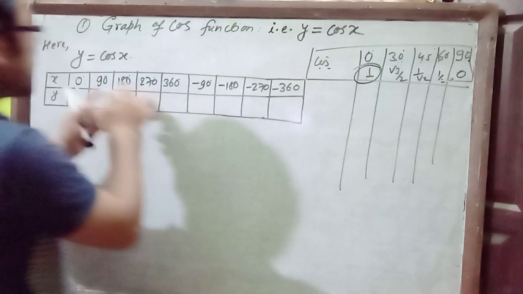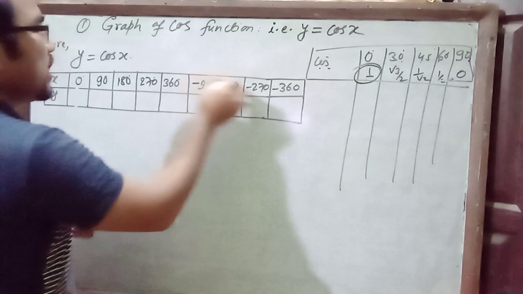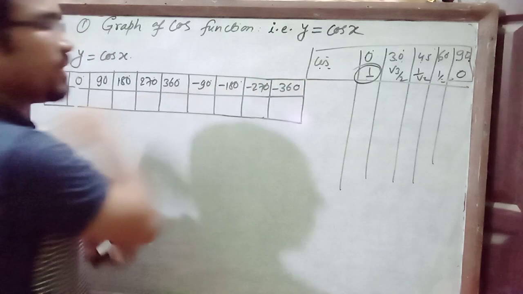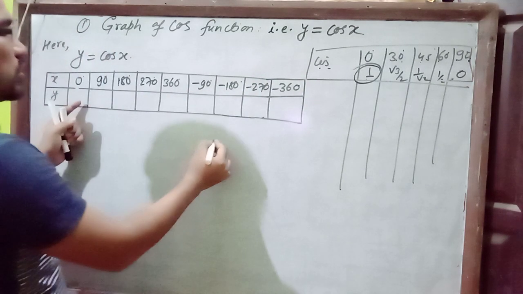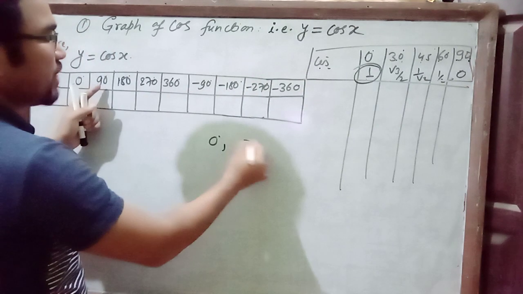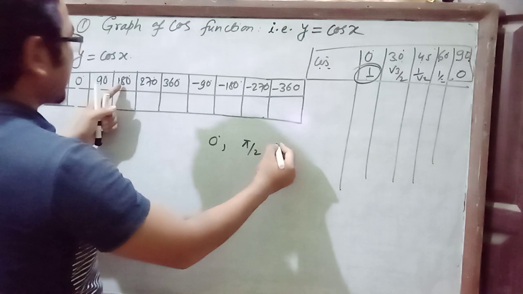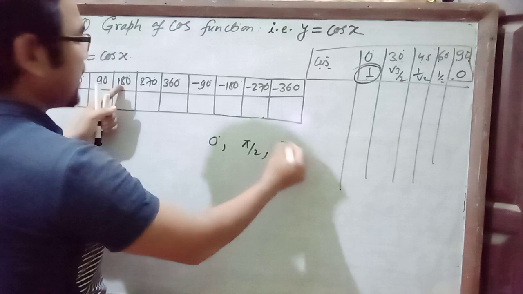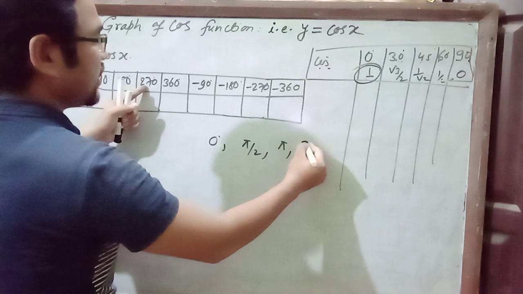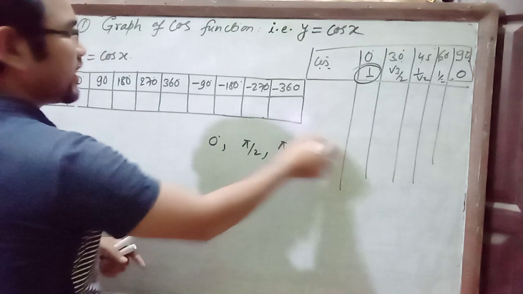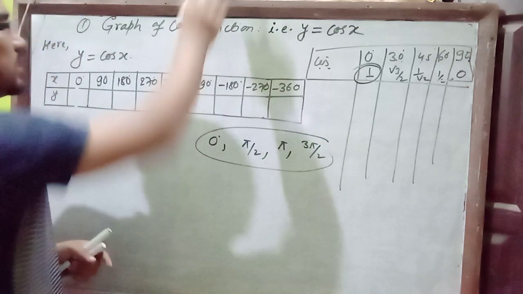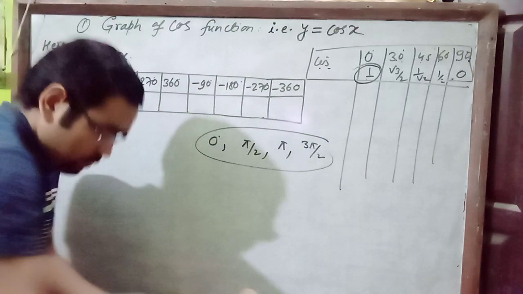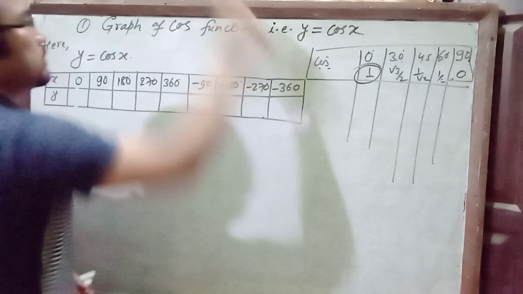In some cases, all these values in degree can be changed into radian. Let's see, we can change it into radian. For example, 0 is 0 only. 90 can be written pi by 2. 180 can be written pi. 270 can be written 3 pi by 2. Like this we can do, and we can change into various radian values. So here I have written degree, no problem. You just understand it.